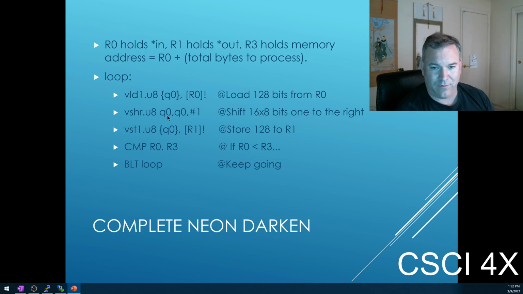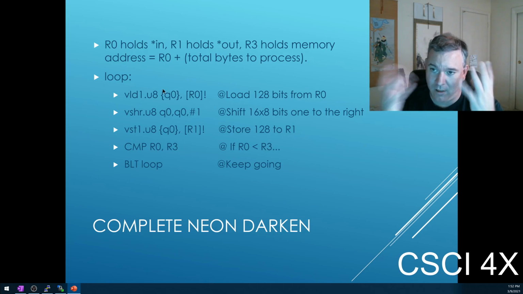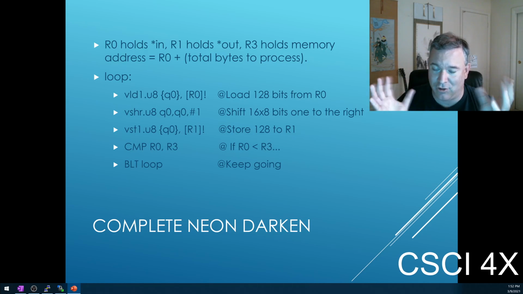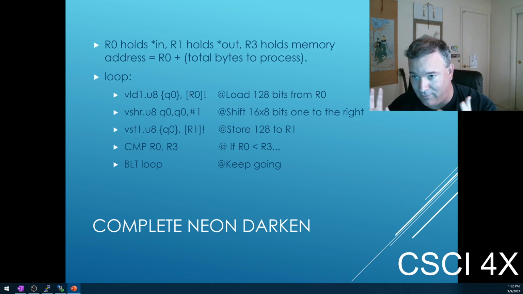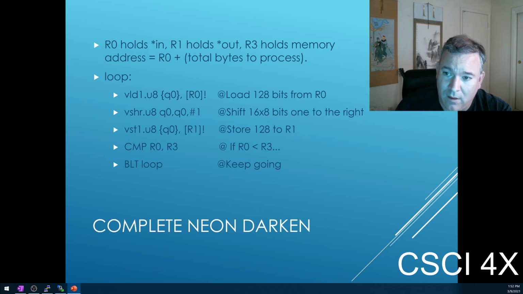So all those 16 variables. This is loading 16 chars at a time, and then shifting. It's doing a division by 2 on 16 chars in one cycle, which is amazing if you think about it. One cycle does 16 divisions by 2. And it writes the result back into Q0. So all the values in Q0 are now half. And then it stores the results into R1 with write back.